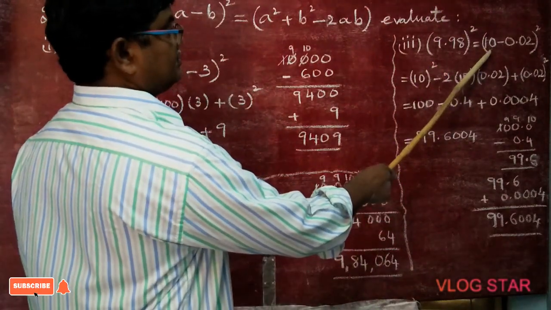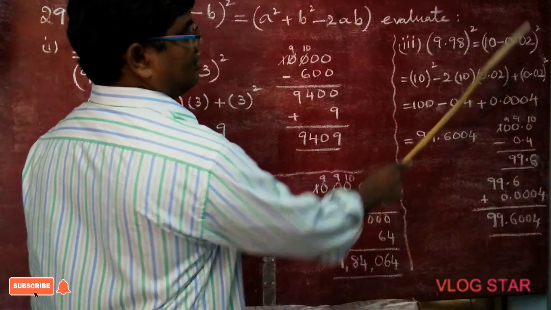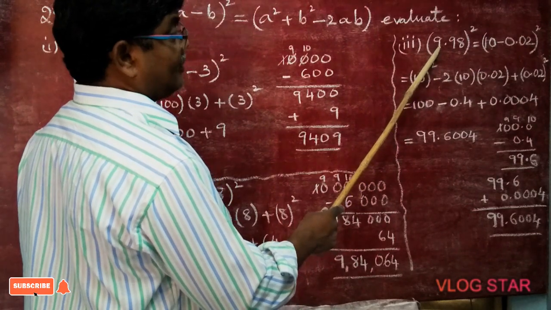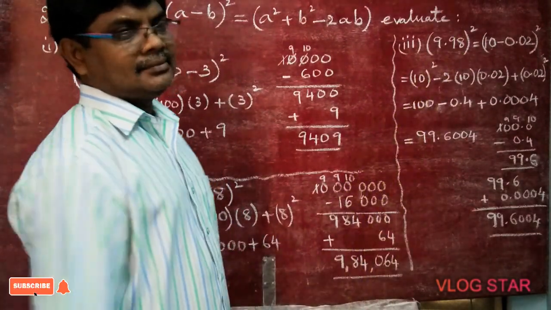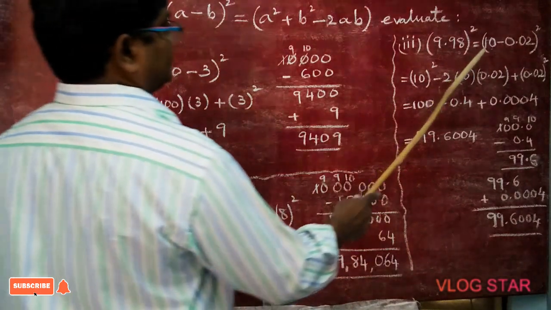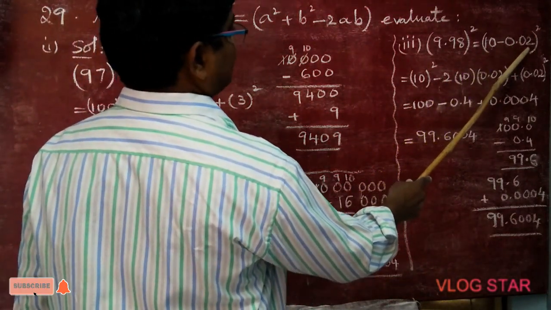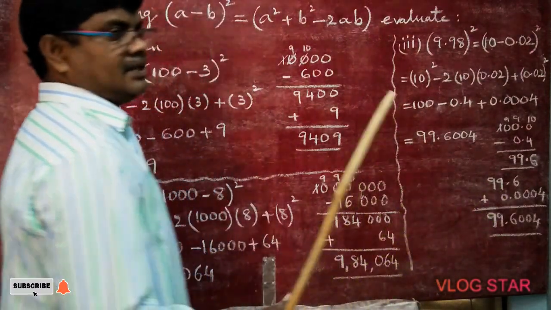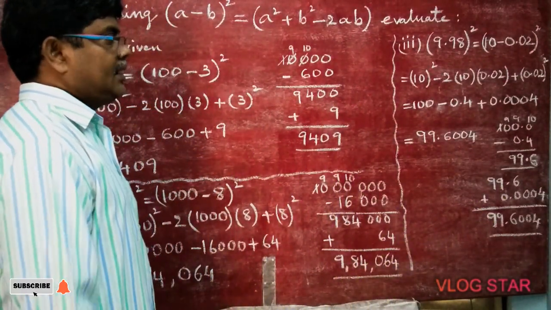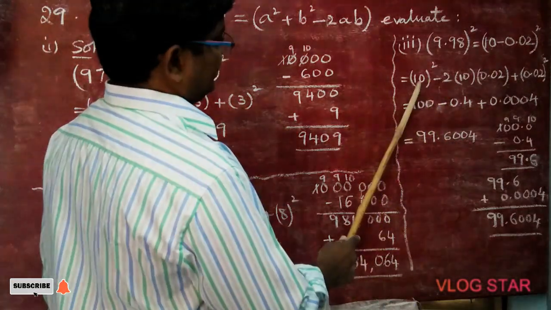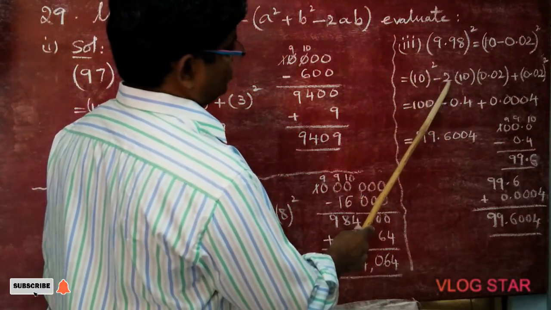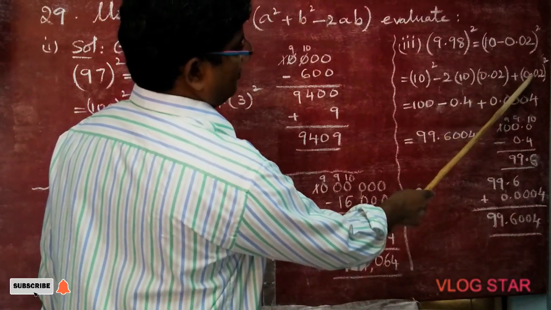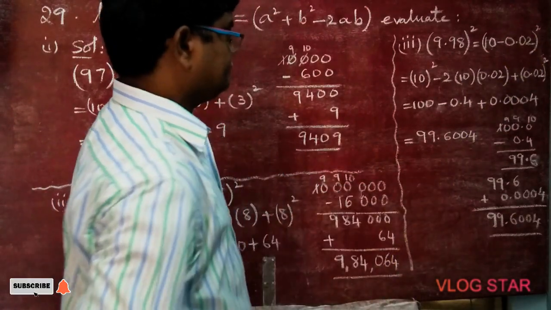10 rupees your father gave. How much did you spend? Only 2 paise. So how much is remaining with you? 9 rupees 98 paise. Now it is in the form of 10 minus 0.02 whole square, the same formula. (a minus b) whole square is equal to a square minus 2ab plus b square. Read the formulas thoroughly by heart. Now 10 whole square minus 2 into 10 into 0.02 plus 0.02 whole square.